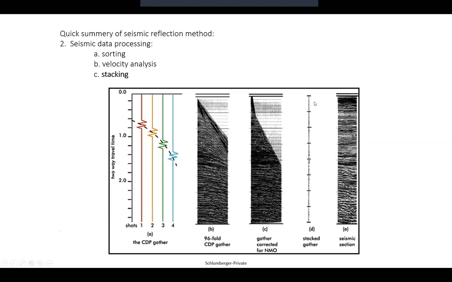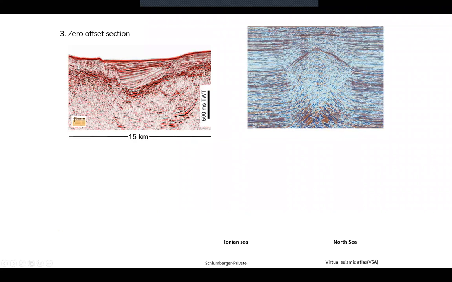So each one of those things here is one trace, and we stack them next to each other. And this is already an image that we can deal with. Any idea what we see here? On the right image.